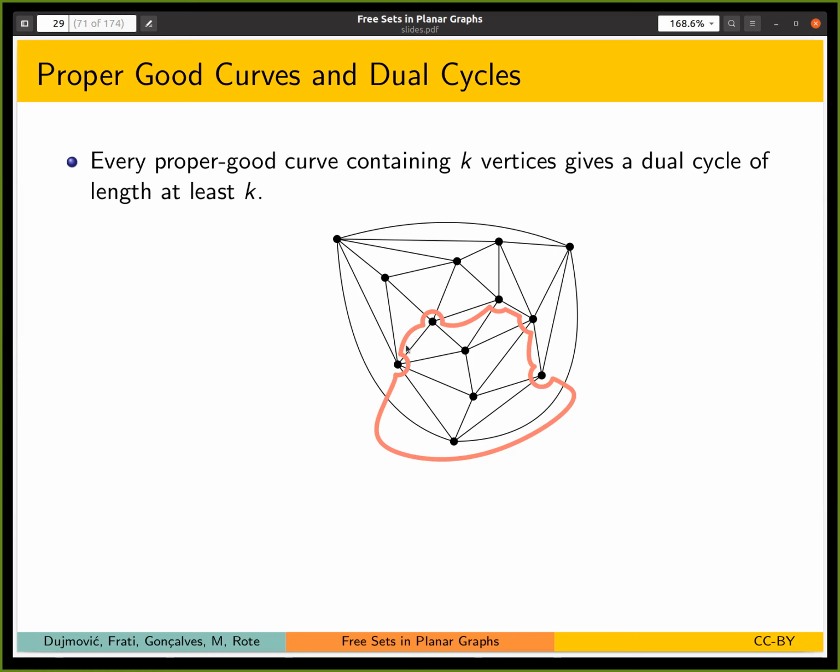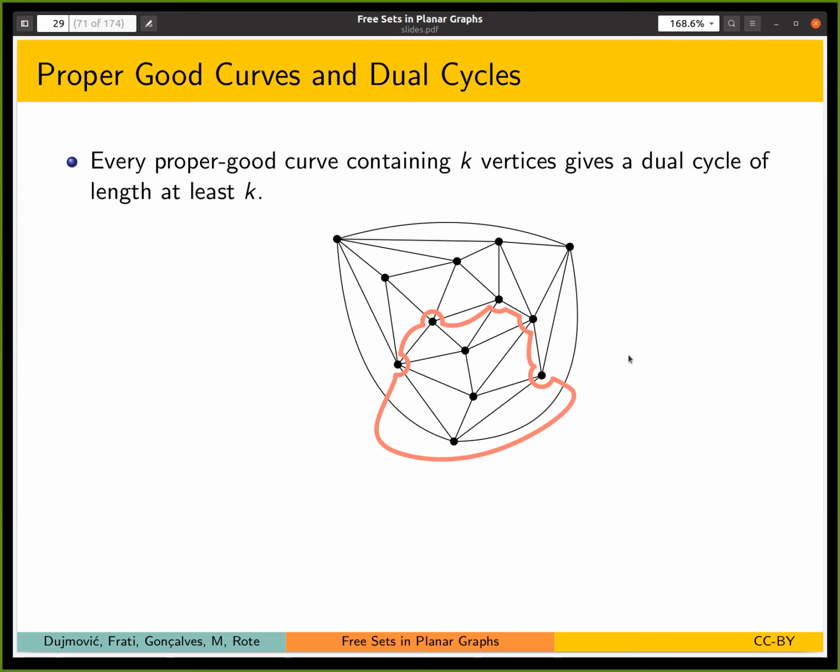It's still a proper good curve. You can check that. The definition of proper good curve basically implies that. The danger would be if the curve contained two vertices on the same edge, there would be a problem, but the only time that happens is when the curve contains the entire edge. So with a little deformation like this, you get a curve that contains nothing.